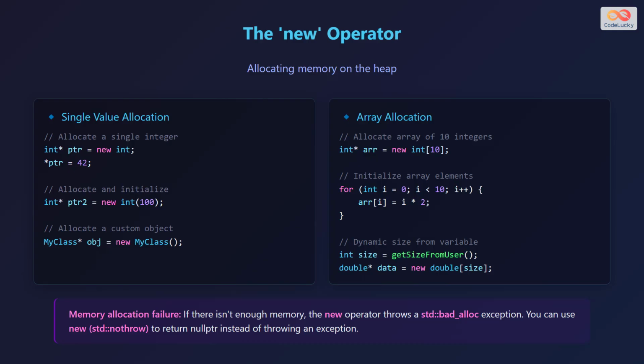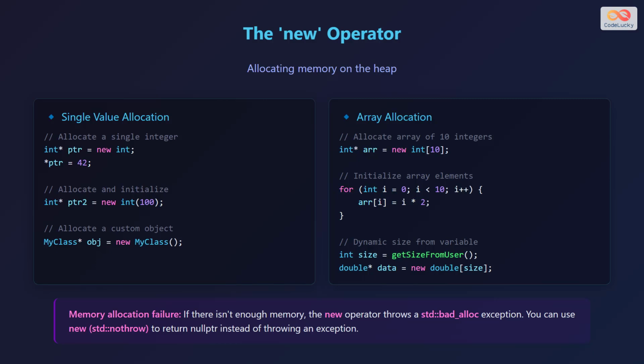On the right side, we have examples of array allocation. In the first example, we allocate an array of 10 integers using new int[10]. The address of the first element of this array is stored in the pointer arr. Next, we initialize the elements of the array using a for loop, assigning values to each element. In the second example, we demonstrate dynamic sizing. We get the size of the array from the user using the function getSizeFromUser, and then allocate an array of doubles of the specified size using new double[size]. The address of the first element of this array is stored in the pointer data.